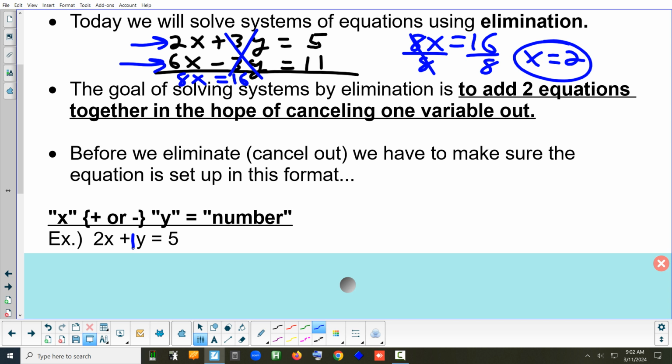Okay, so when it says your equations are set up in this format, that's the format you want to write down. Okay, if they're not in that format, we need to fix it so that they are in that format.